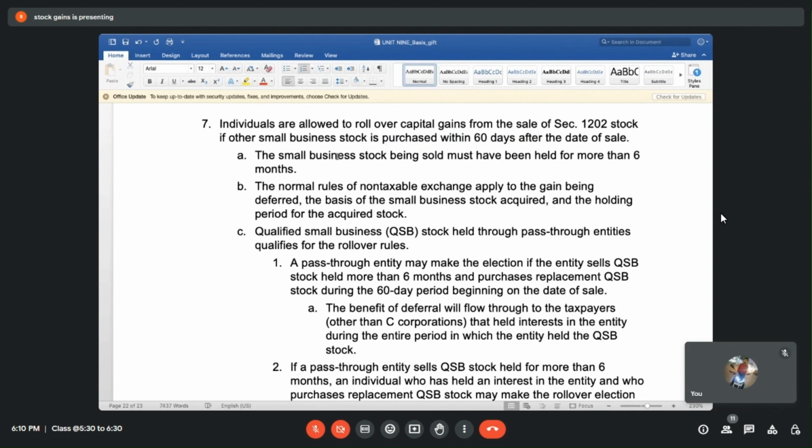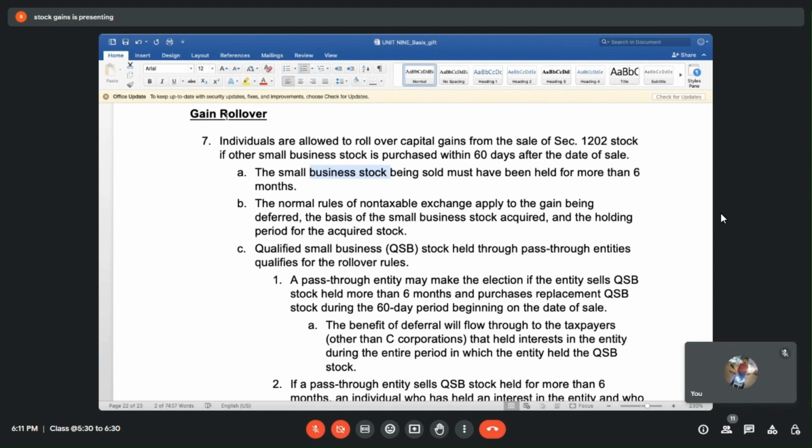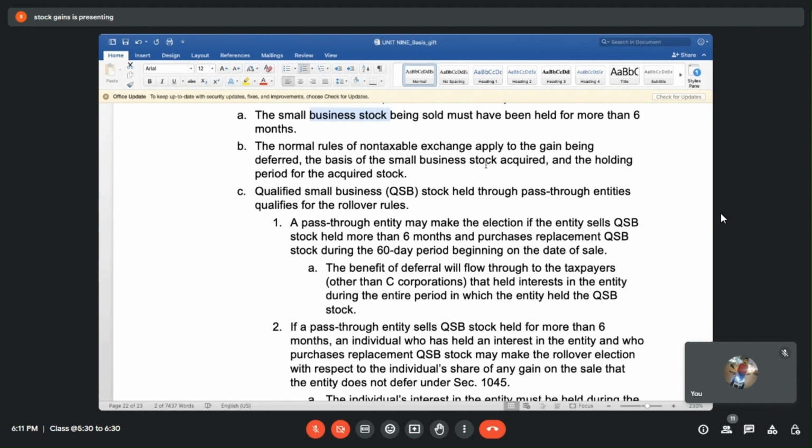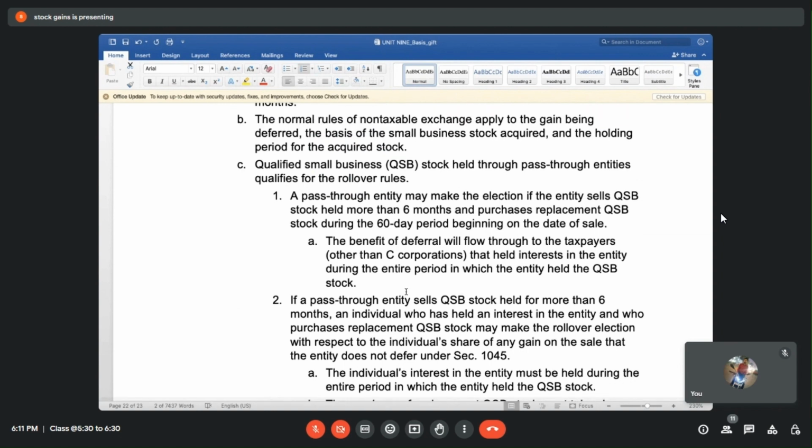The small business stock that we are selling, when we sell something, then only we'll have gain and we'll look into rollover. So whatever we are selling should be held for at least 6 months. The 6-month and 60-day periods, we need to be careful about that. Within 60 days, they have to make a new investment in order to qualify for gain rollover.